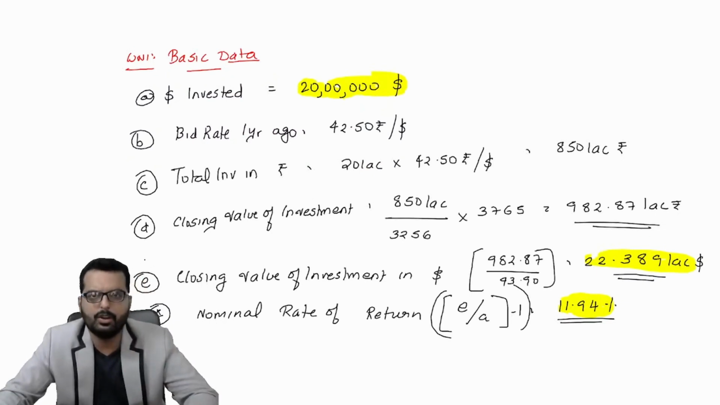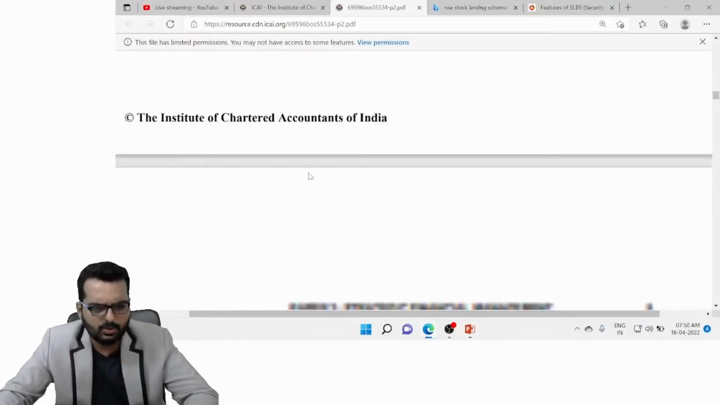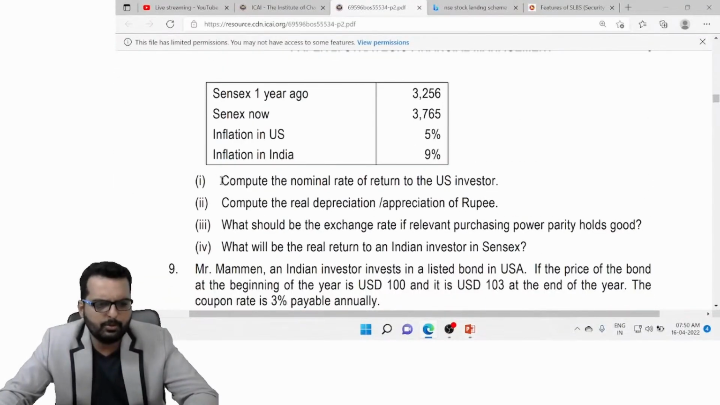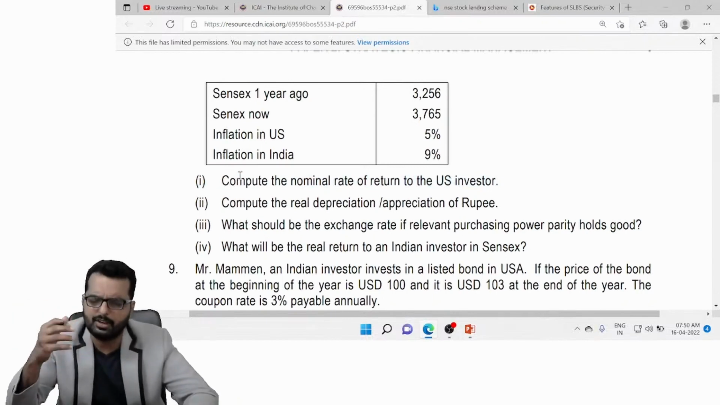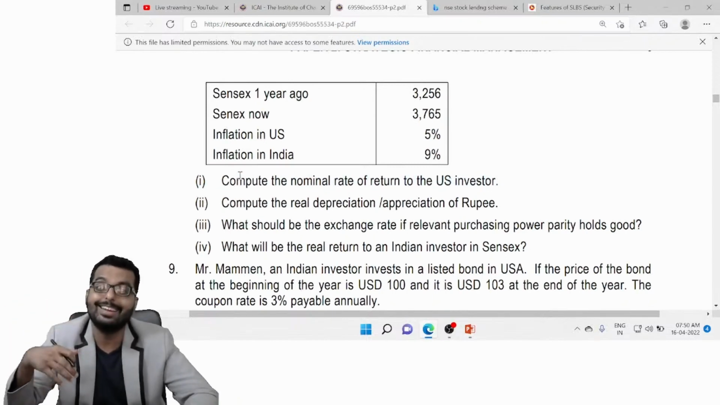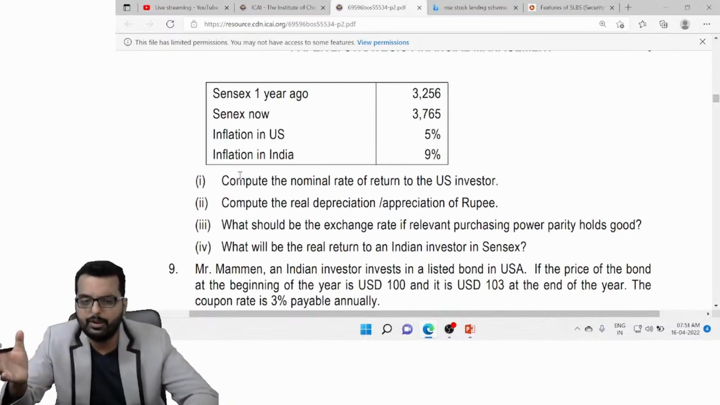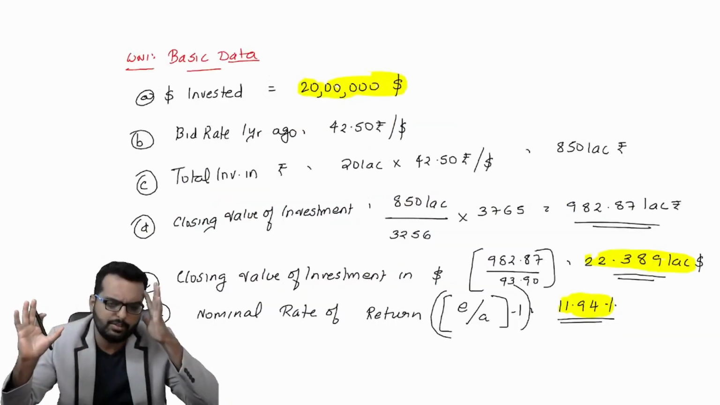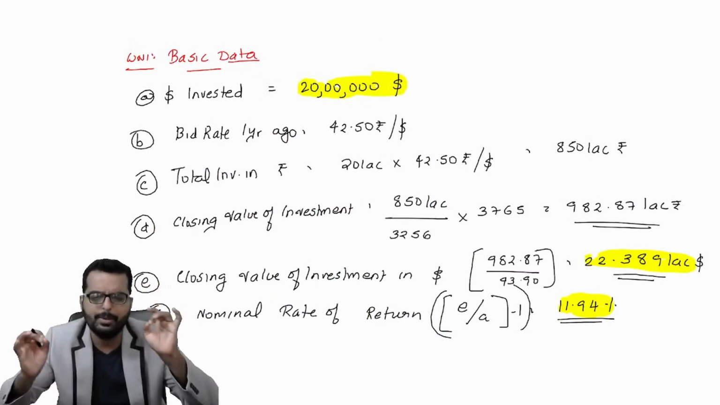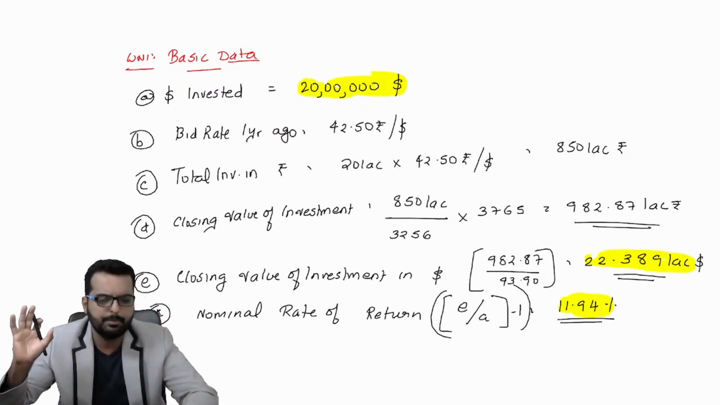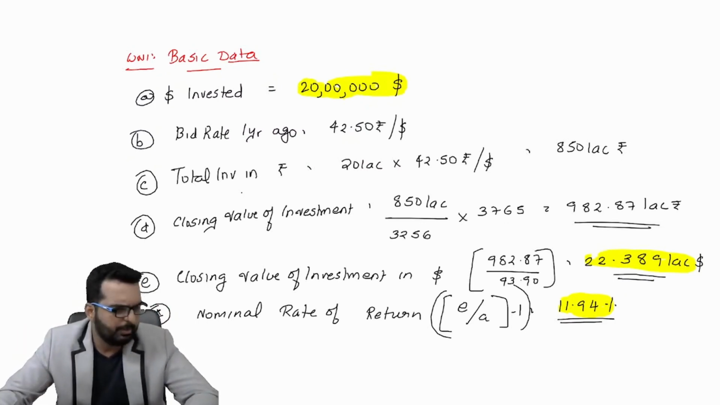All right, friends, I believe you are done with the first requirement. I'll go down now. First requirement was compute the nominal rate of return for the US investor. So nominal rate means the final return after considering everything, after considering exchange rate, after considering inflation, after everything, we got finally 20 lakh was invested. Investor is getting 22 lakh 38,000, right? So his nominal rate of return turns out to be how much over here? 11.94%. Everybody clear with this part?